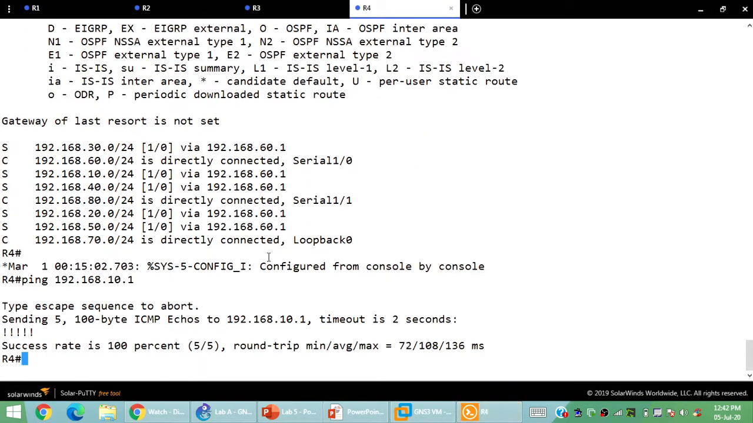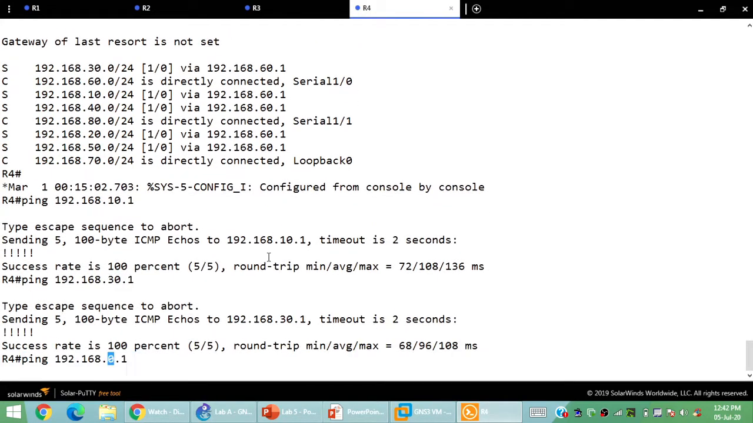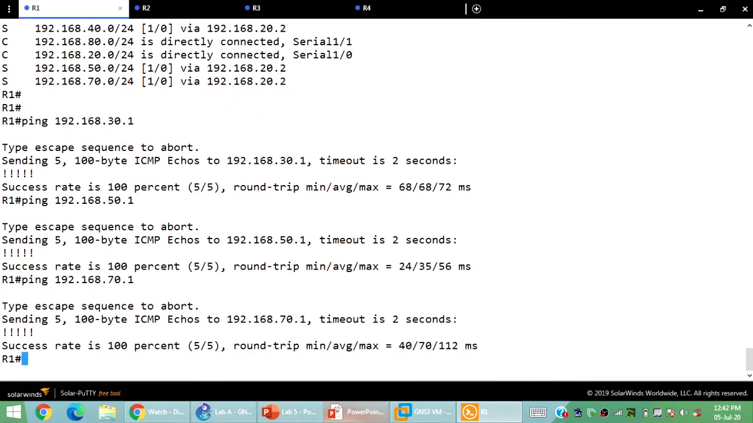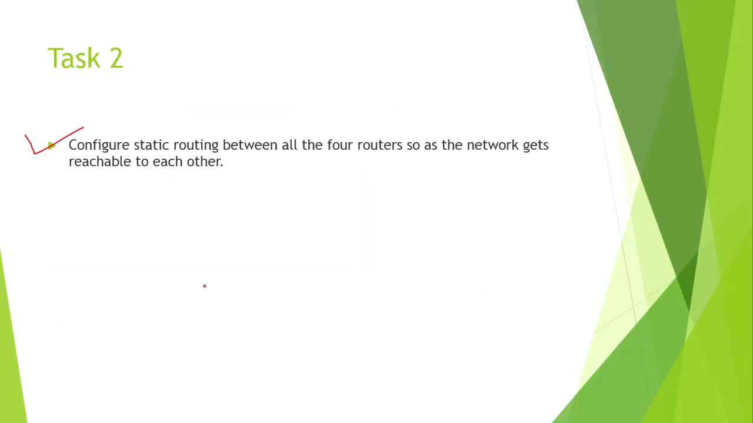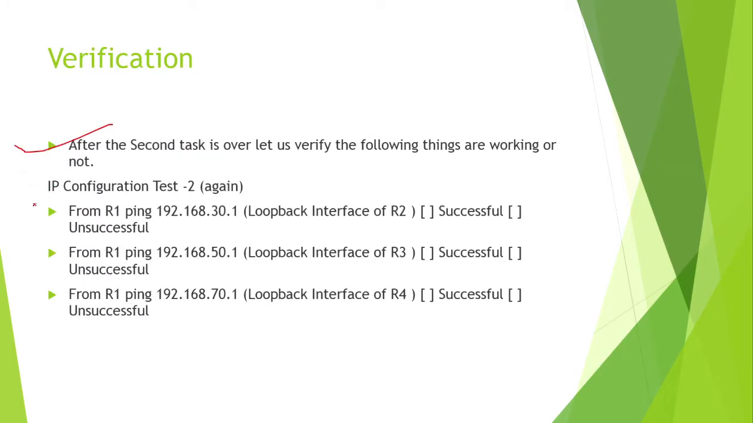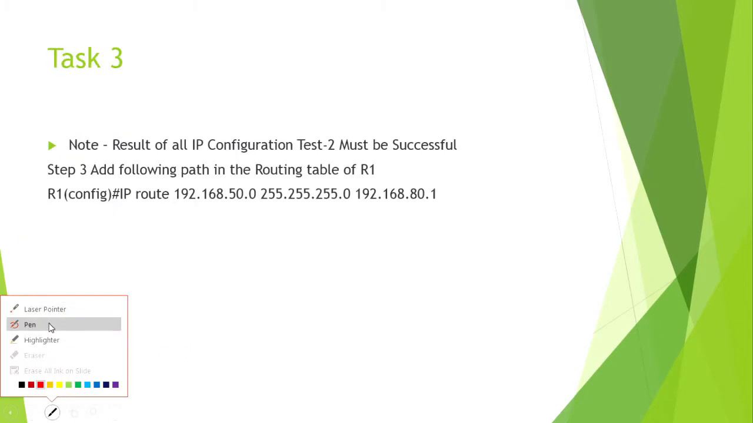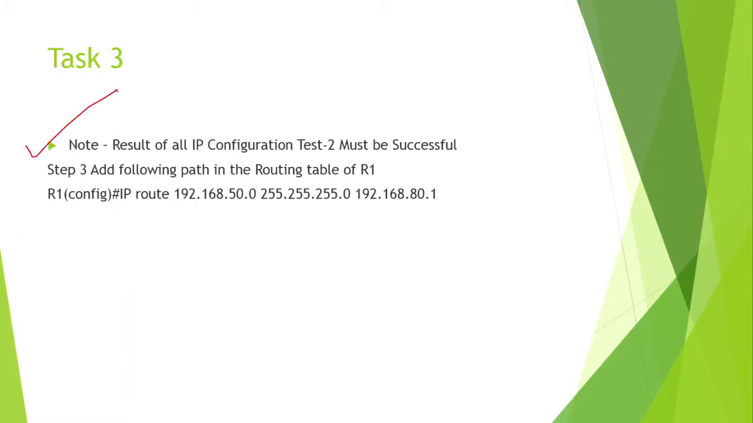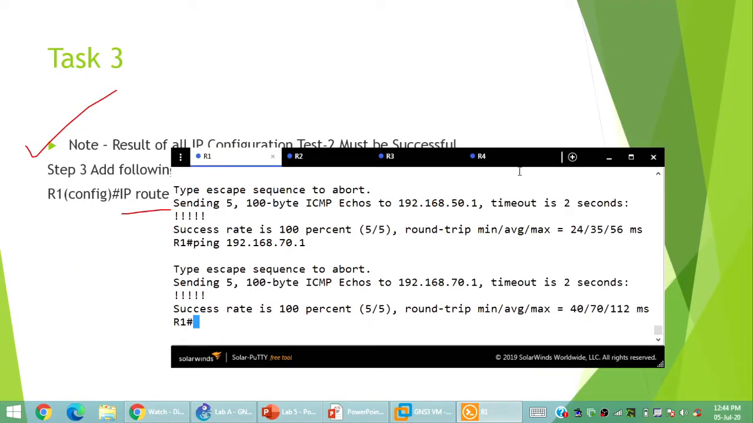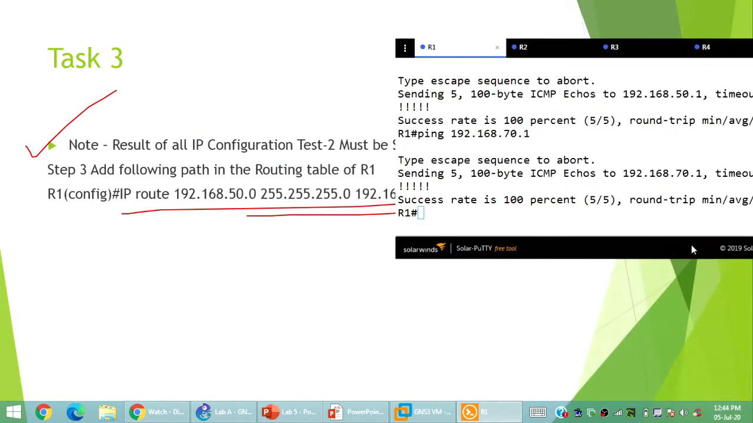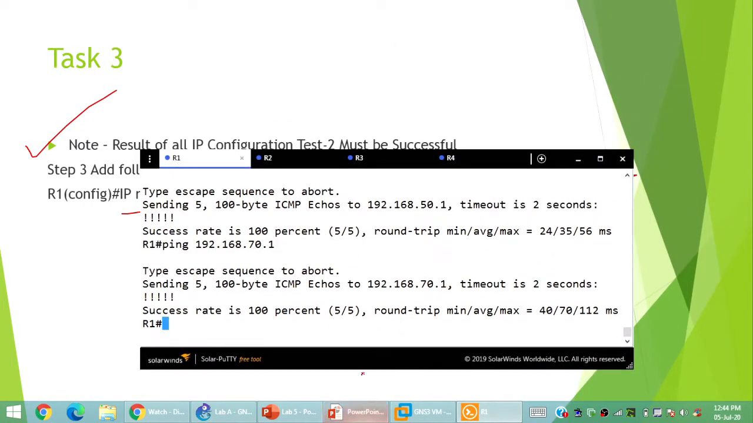Fine. So 10, 50, and 70 are now interconnected, though in different routers. So what's the use of it? Static routing, we have just configured it in a default manner, right? But let's go with another task, that is the task to be configured.